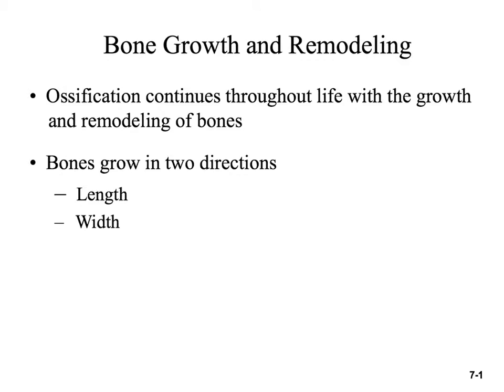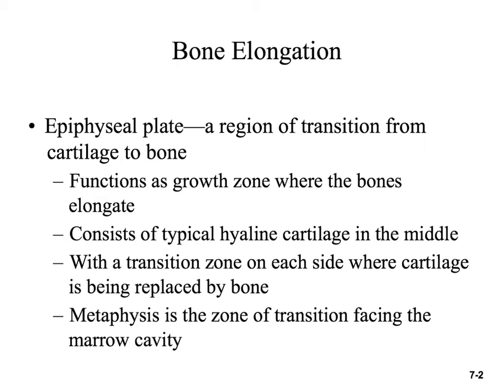We are going to continue our discussion of bone growth, also known as ossification or osteogenesis. What we want to talk predominantly about today is the two types of bone growth in terms of whether the bone is growing in length or growing in width. And then the other thing that's going to be important is how bone repairs itself after a fracture. It says here ossification continues throughout life with the growth and remodeling of bones. They do grow in two directions, lengthwise and widthwise. So let's talk about that.